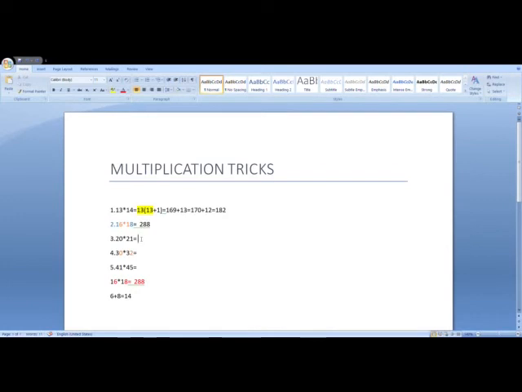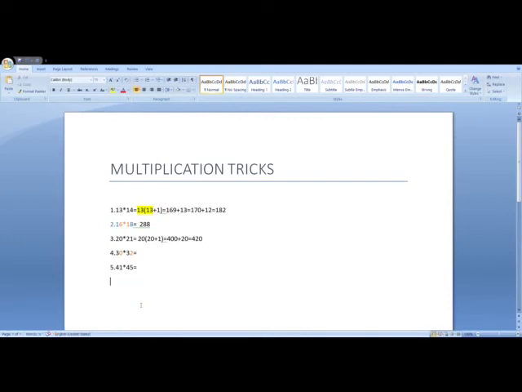Now 20 into 21, where the next number of 20 is 21. What is the trick? 20 into 20 plus 20. So it is 20 into 20, simple, 400, plus 20, which is 420. That's it. Next it is 30 into 32. A similar trick we are using here also.